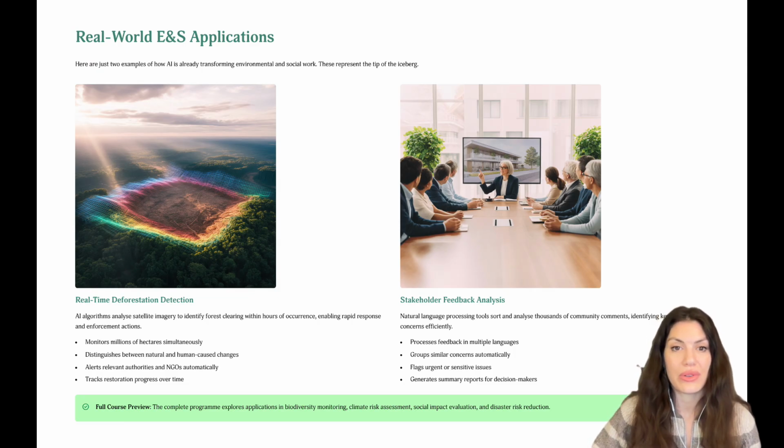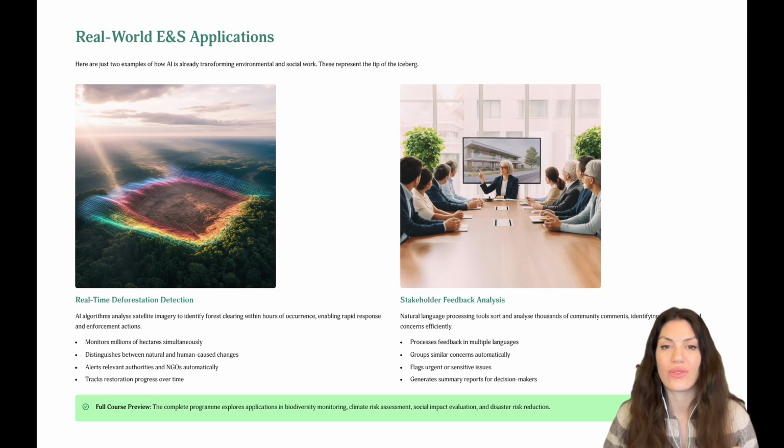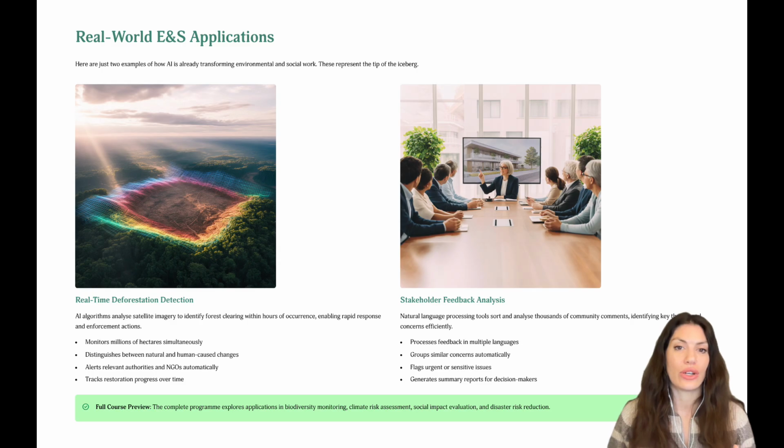The second example is something that's also already happening: natural language processing tools that sort and analyze thousands of community comments, maybe even perform a sentiment analysis to identify key themes and how the people approach the project. In this process, the AI system processes the feedback that can be in many different languages, groups similar concerns automatically, flags the urgent and the sensitive issues, and generates the summary reports for decision makers.